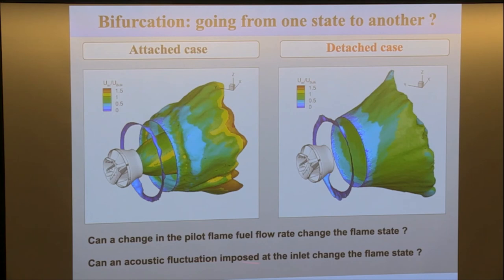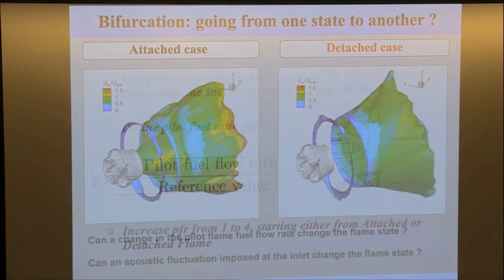And the second idea also is that when you do these simulations, you always wonder about their stability domain. In other words, you may have a solution, but if the air flow rate would fluctuate, maybe this solution is unstable. So we tried also to pulsate the inlet here of the air to see if the flame reacts and if the flame actually moves from one state to another. So let me start with the pilot fuel.